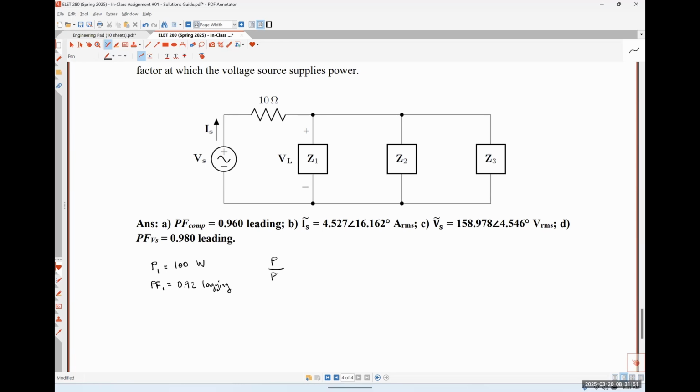P divided by PF. So I'm just going to put the subscripts 1 here. So that's going to give me my apparent power.